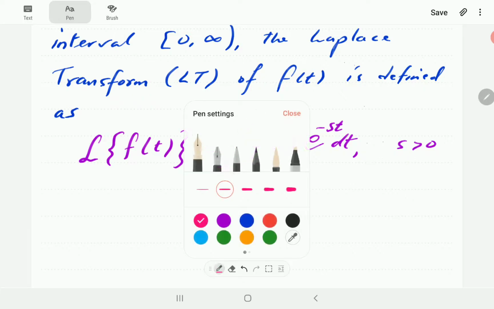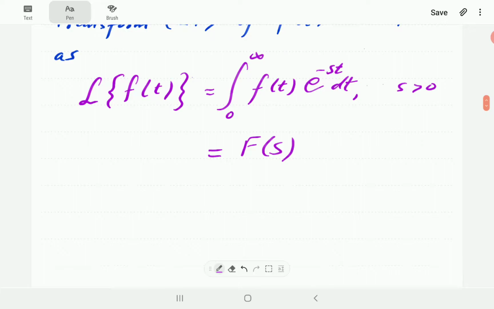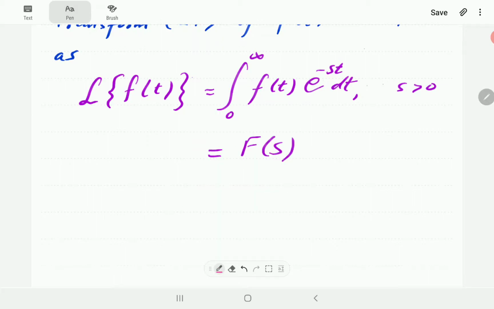So in fact, what we usually do is we write this as big F, which is a function of s. It is customary to represent the transform of a function f by its uppercase. So the transform of small f is big F.